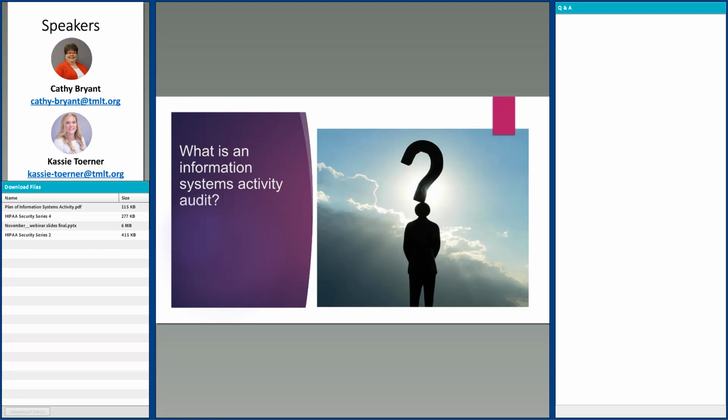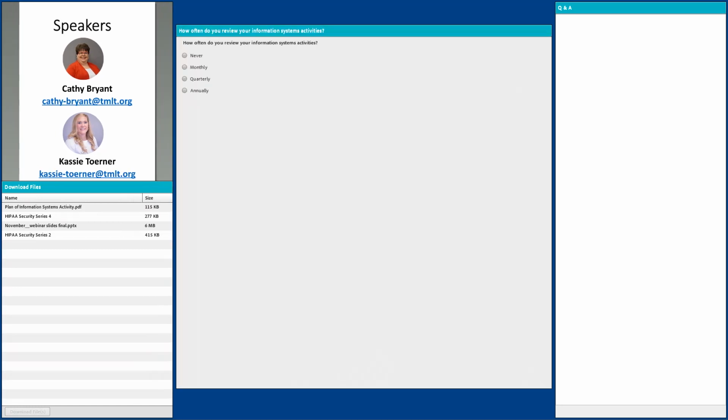So let's start with a polling question. How often do you review your information systems activities? You have choices there of annually, quarterly, monthly, or never. We'll give you just a second to actually look at some of those answers. You simply have to click on the little circle by the answer in order to make your selection.